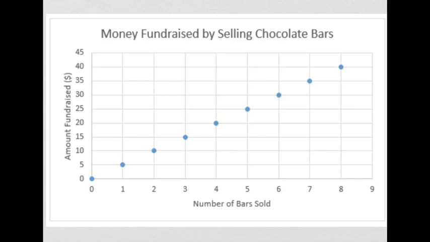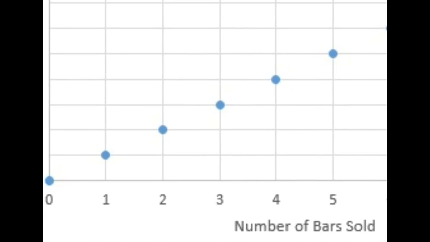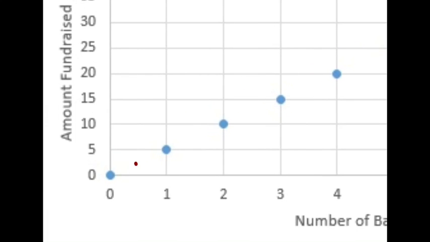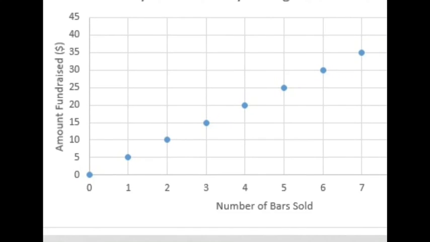Continuous? You sure? It's discrete. I could put a dot right here and say I sold half a bar of chocolate and made $2.50. That'd be discrete, right? Who would do that? Or I sold a tenth of a bar of chocolate and made 50 cents. Is that reasonable? Is that meaningful? No, that's dumb. Nobody's going to buy a tenth of a chocolate bar. So this is discrete data.